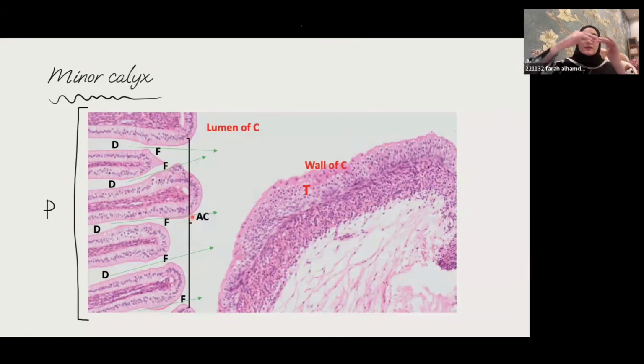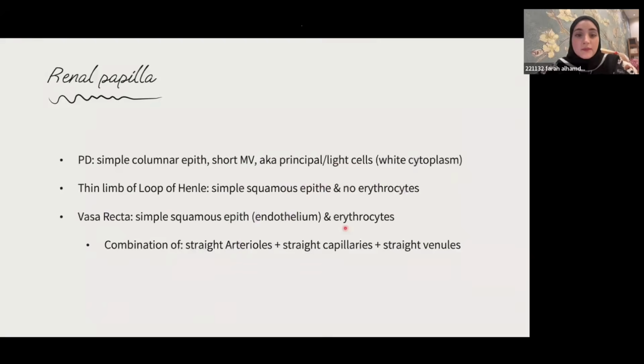If you look at this whole thing here, you would see holes because the papillary collecting ducts are draining here into the lumen of the minor calyx. And here you see the transitional epithelium. We have 3 layers: the transitional epithelium or the mucosa, the muscularis, and then the adventitia.